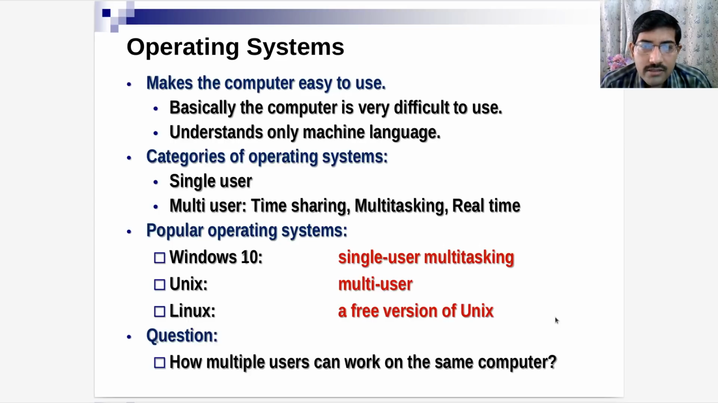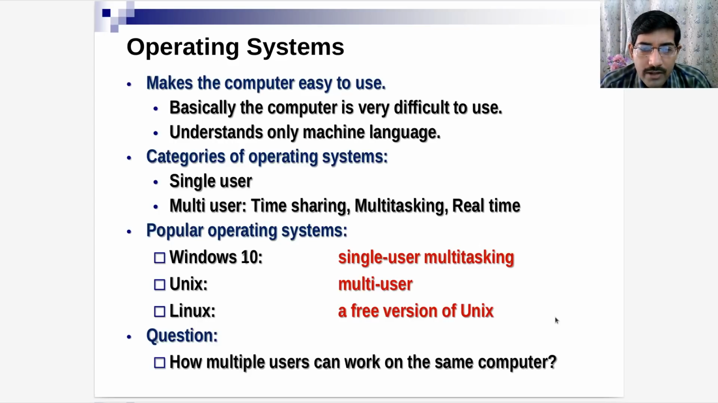There are also real-time machines. So you may use Windows 10. Some of you may use Unix, which has a free version called Linux. Now you will see Debian, Ubuntu, Fedora, everything. There are many kinds of Linux versions available. So these are the popular operating systems that we see.